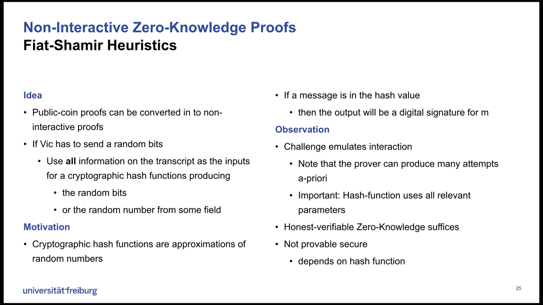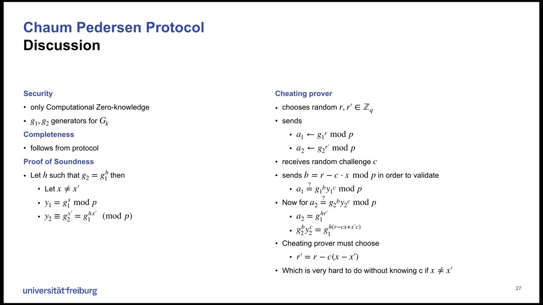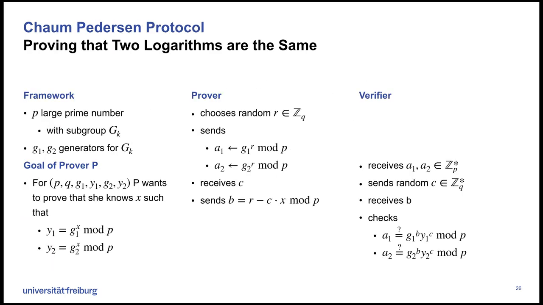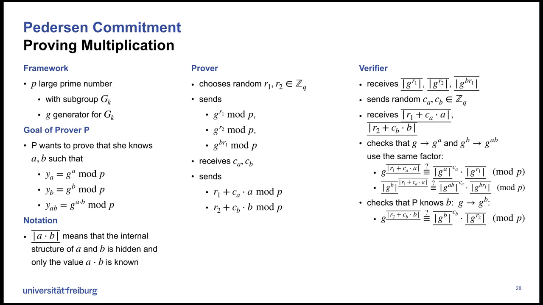So this was the Fiat-Shamir heuristic, and starting with that, we can prove that logarithms are the same with this trick. We can do many more protocols which have always somehow the same structure. Here, this is important because basically we use the same commitment and the same challenge C for both of them, and we do the same calculations. And this is used in order to do proof of multiplication.